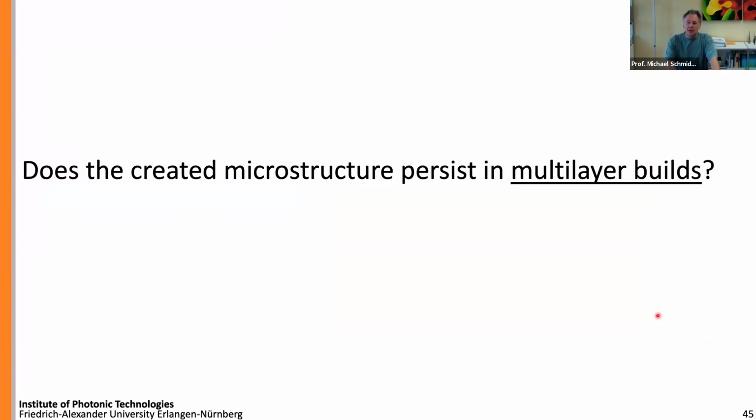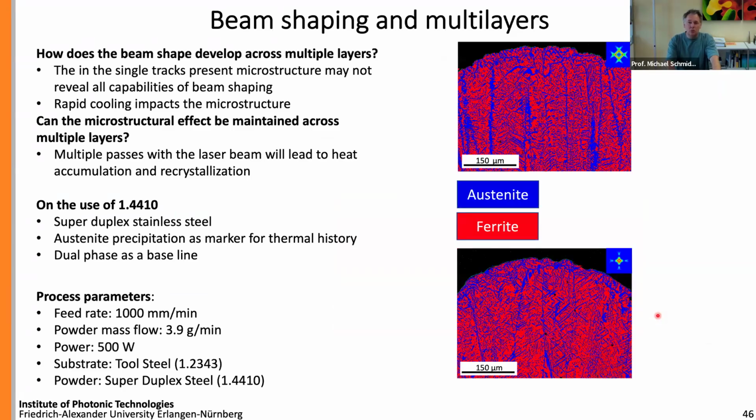Next thing, let's go to multilayer. Now it's getting even more interesting. What about the created microstructure? So what we did, we used a super duplex stainless steel consisting of austenite and ferrite. And you can see here, austenite is shown in blue and ferrite is shown in red.